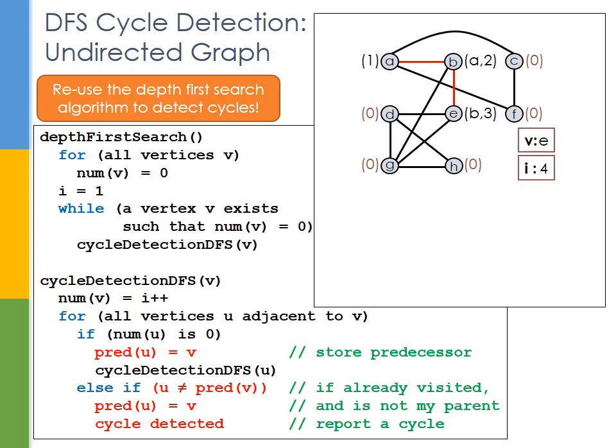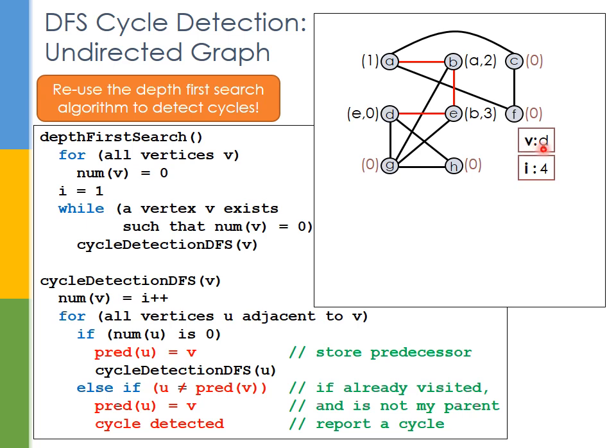So now, once again, we need to consider the vertices that are adjacent to vertex E. We again ignore the predecessor vertex B, so we are only considering vertices D and G at this point. Again, we work alphabetically, so we will be selecting vertex D. And we then need to look at the number associated with vertex D. We see that that once again is 0. So we now need to set the predecessor of vertex D to the current vertex, which is E. So at this point, we now move to the next execution of the cycle detection DFS function.